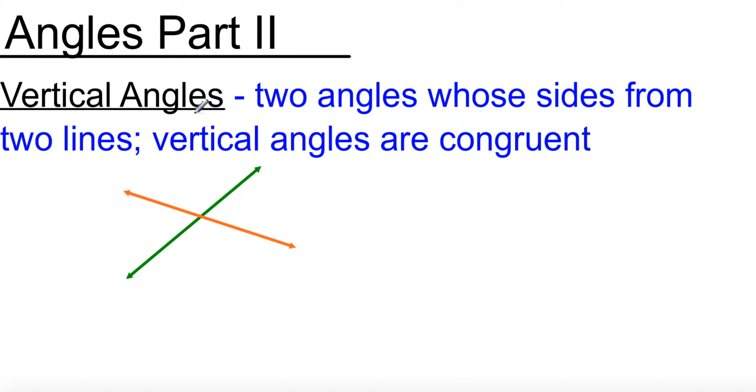And vertical angles are simply two angles whose sides form two lines. And it's also important to mention that vertical angles are congruent. So here I have a green line and an orange line that are intersecting, and that forms angle 1, angle 2, and angle 3, and angle 4. And what's happening here is angle 1 and angle 3 are vertical angles.